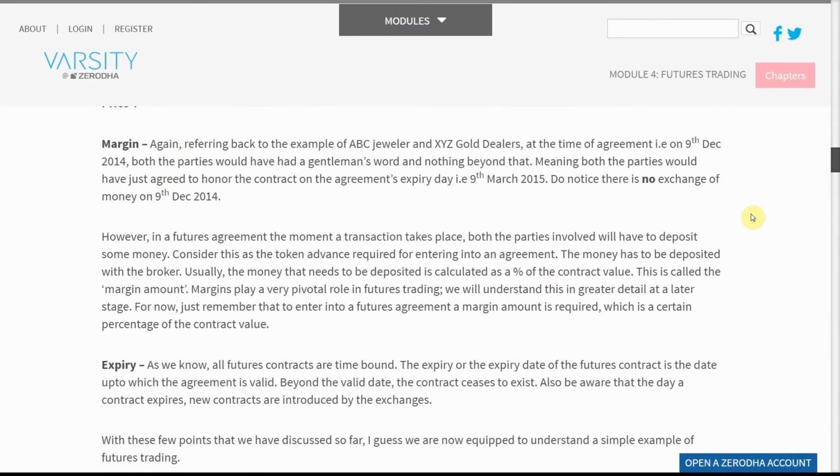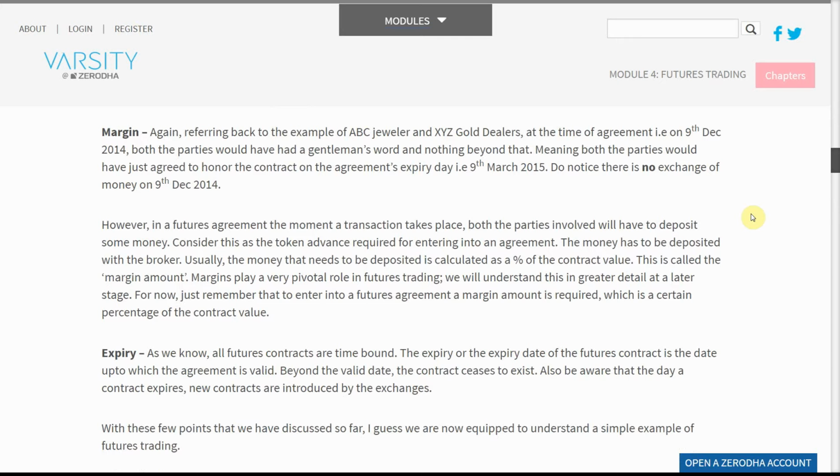Margin. Again, referring back to the example of ABC Jeweler and XYZ Gold Dealers. At the time of agreement, i.e. on the 9th of December 2014, both the parties would have had a gentleman's word and nothing beyond that. Meaning both the parties would have just agreed to honor the contract on the agreement's expiry day, i.e. the 9th of March 2015. Do notice there is no exchange of money on the 9th of December 2014.